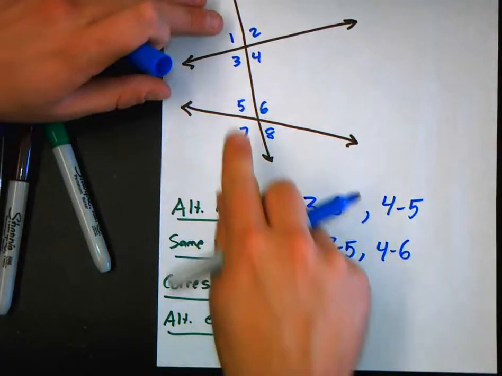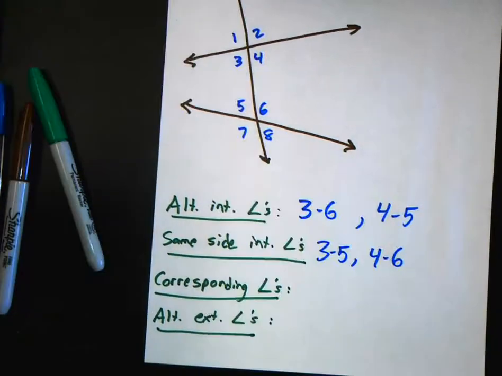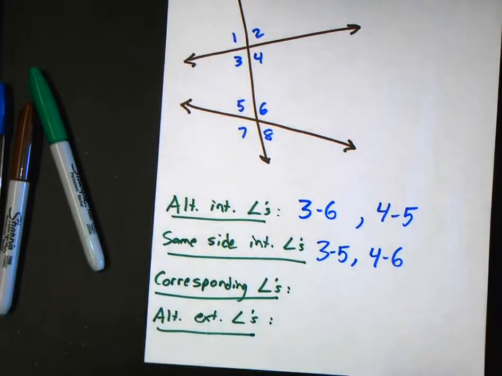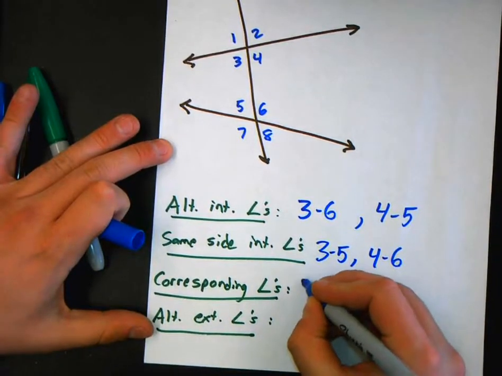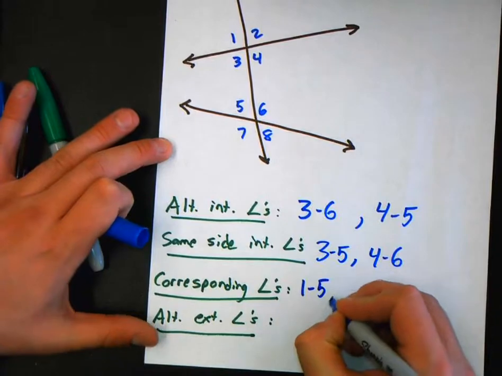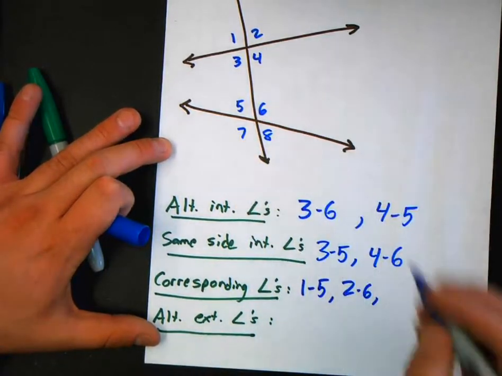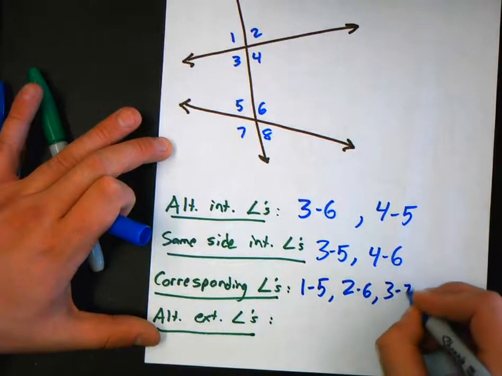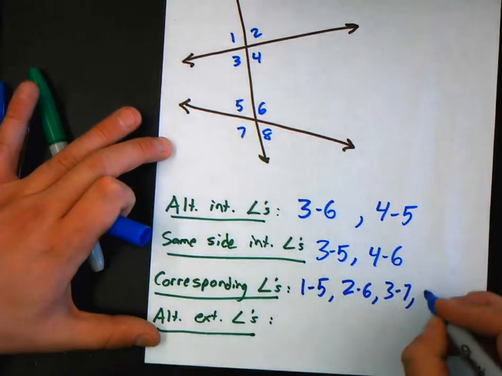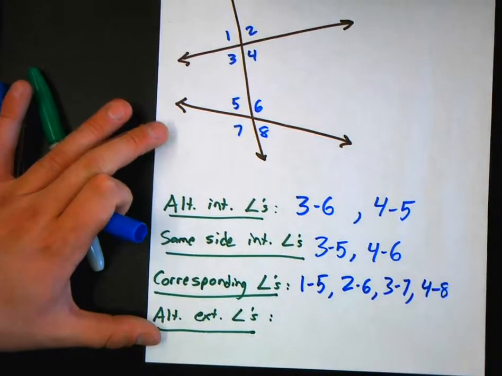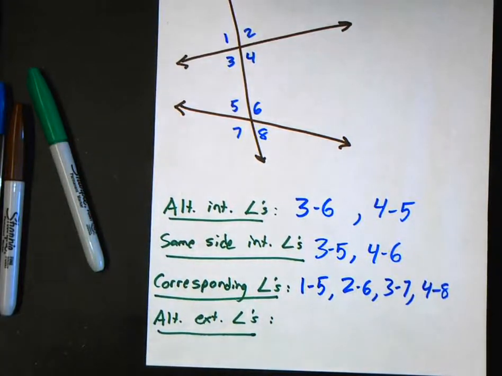Corresponding angles means the exact same space in each of the sets of 4 angles. So we have 4 pairs this time. 1 and 5 are on the top left of each of the angles. 2 and 6 are on the top right of each of the angles. 3 and 7 are bottom left, and 4 and 8 are bottom right. So for the first 2, alternate interior and same side interior, we only had 2 pairs. Corresponding, we have 4 pairs.